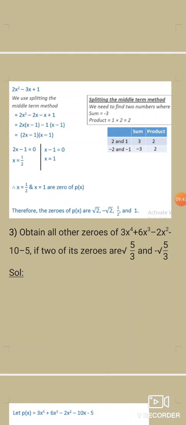Obtain all of the zeros of this given polynomial if two of its zeros are plus root 5 by 3 and minus root 5 by 3. So listen carefully. The given polynomial, how many zeros do we need to find here? Fourth degree polynomial. It has how many zeros? 4 zeros. At most 4 zeros, since it is a fourth degree polynomial.